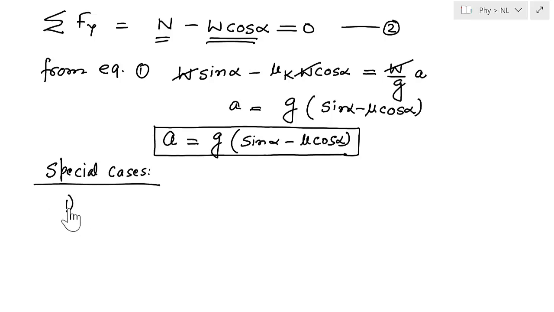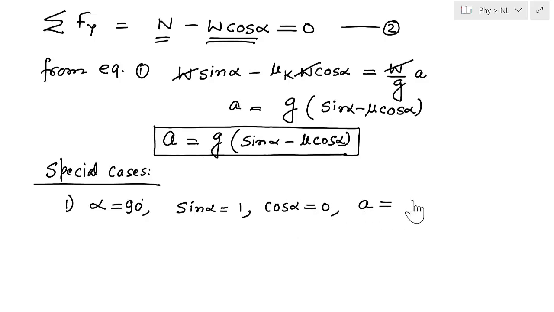The first case, when alpha is equal to 90 degrees. What will happen in that case? Sin alpha is equal to 1, because alpha is equal to 90 degrees, and cos alpha is equal to 0. Then what will the acceleration be? In that case, acceleration is simply equal to g. And that makes sense, because what will happen in that case?